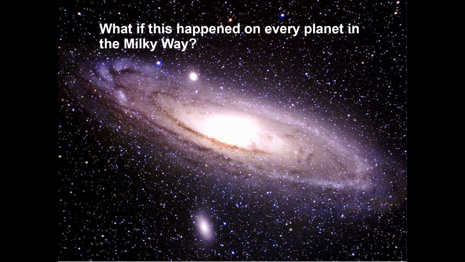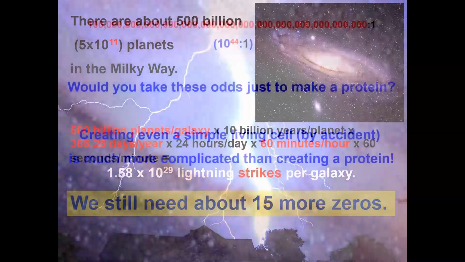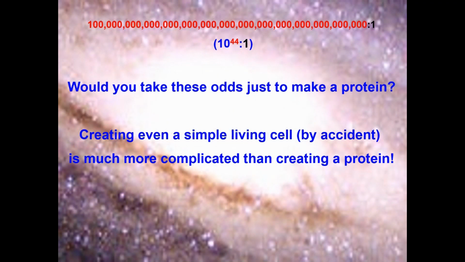What if this happened on every planet in the Milky Way? One of the larger estimates of the number of planets in the Milky Way is 500 billion, or 5 times 10 to the 11th power planets. 500 billion planets per galaxy times the last big number we had equals 1.58 times 10 to the 29th lightning strikes per galaxy in 10 billion years. We still need 15 more zeros. Would you take these odds just to make a protein?